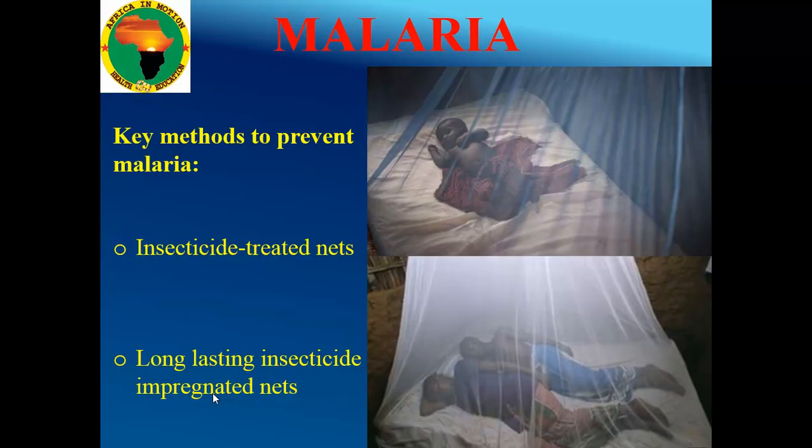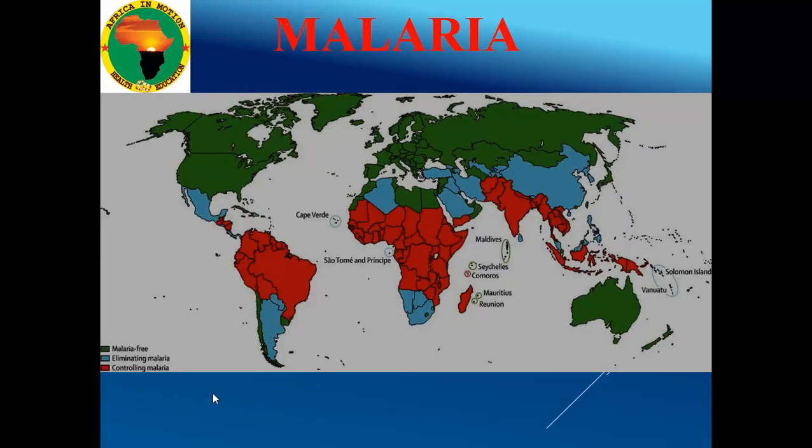The mosquito nets are very important because they will be protecting against the accessibility of the mosquito to anyone who is sleeping at night. The net might be impregnated with what? Insecticide. And the mosquito, when it comes, it will die or it will run away.